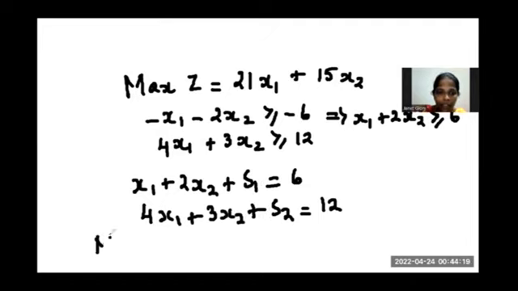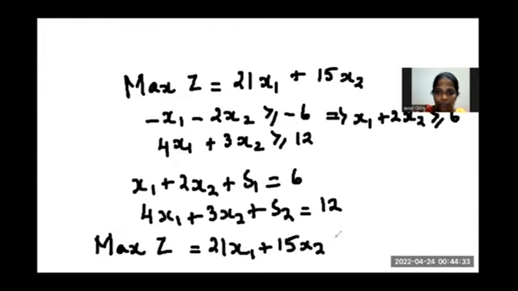Similarly, in the objective function, that is in the maximization function, the slack variables have to be introduced and it becomes 21x1 plus 15x2 plus 0 s1 plus 0 s2. When we introduce the slack variable in the objective function, we have to introduce it with a coefficient 0.